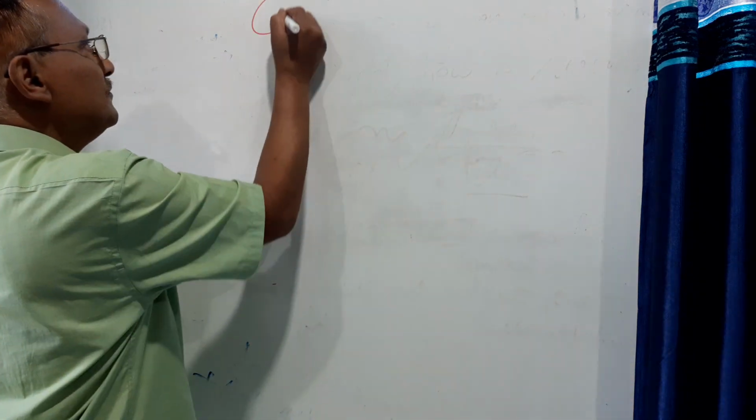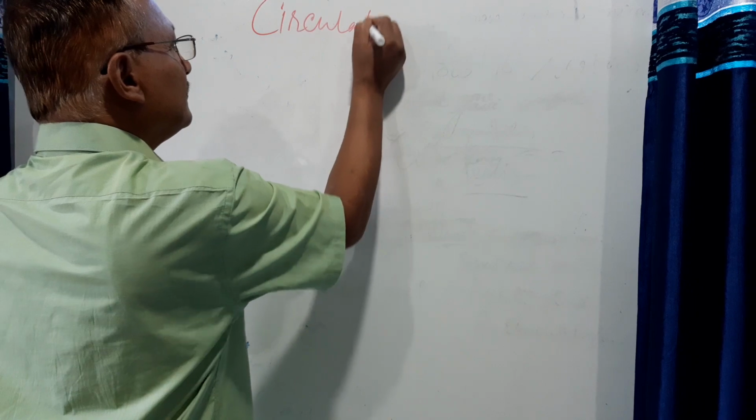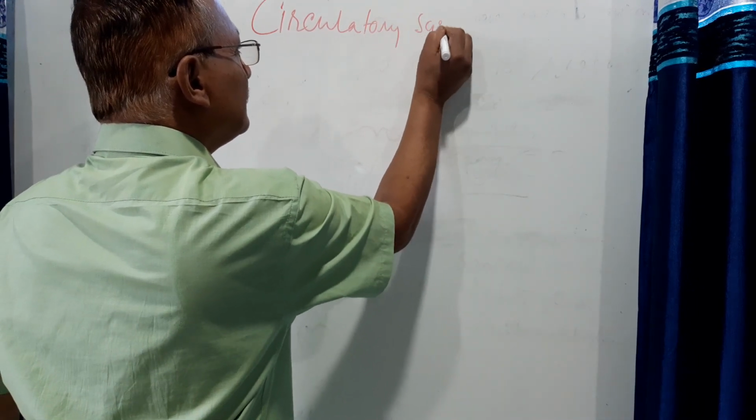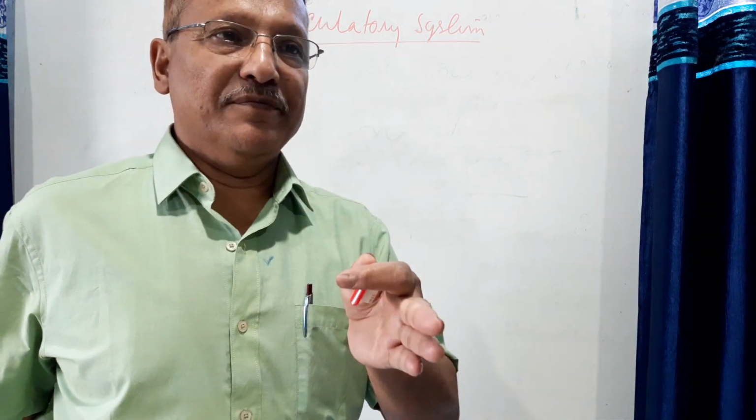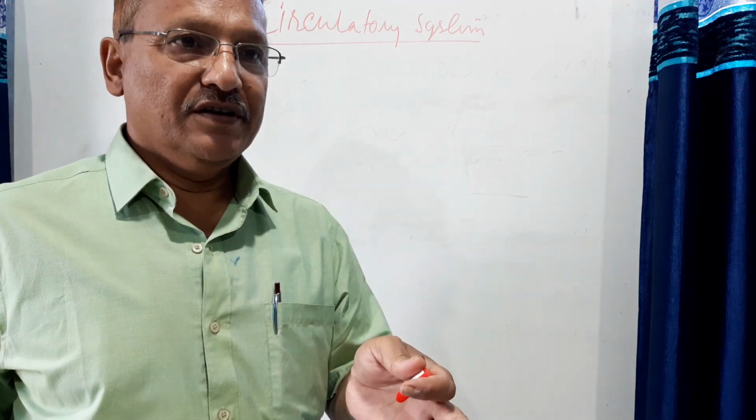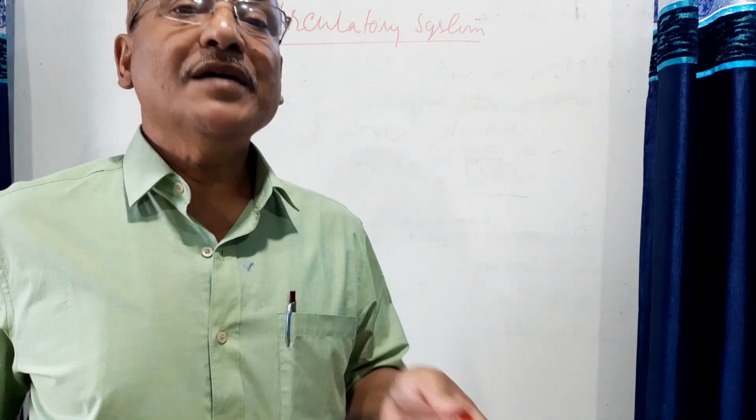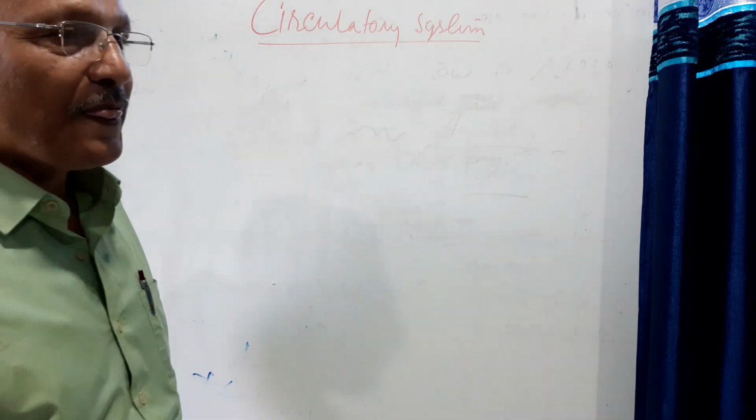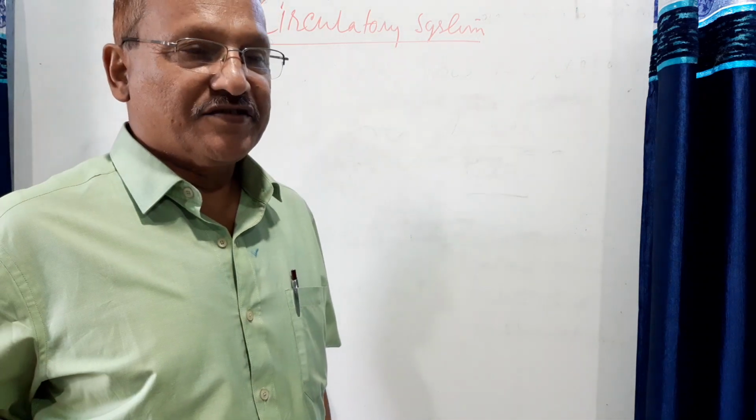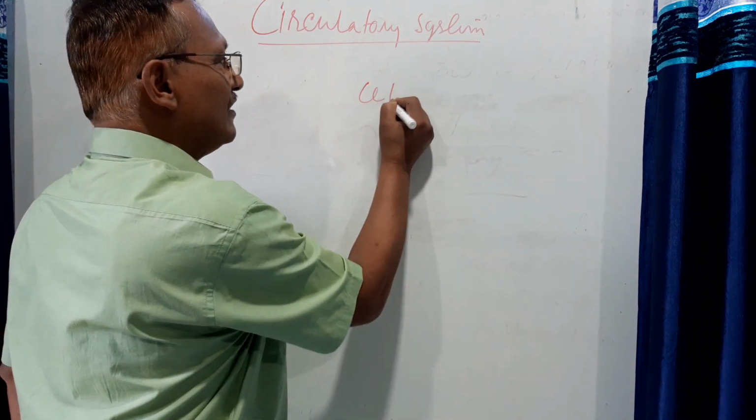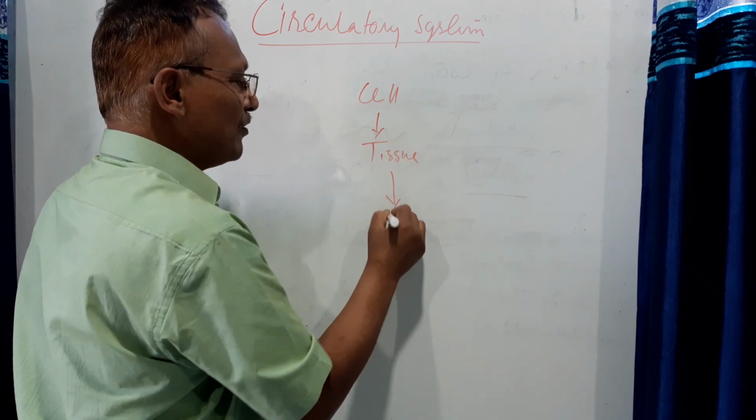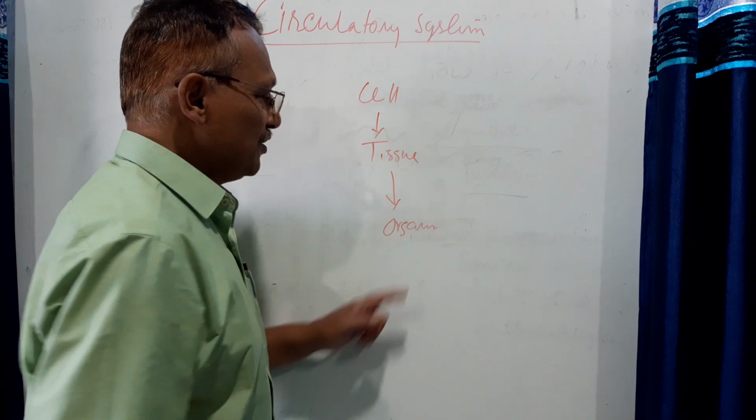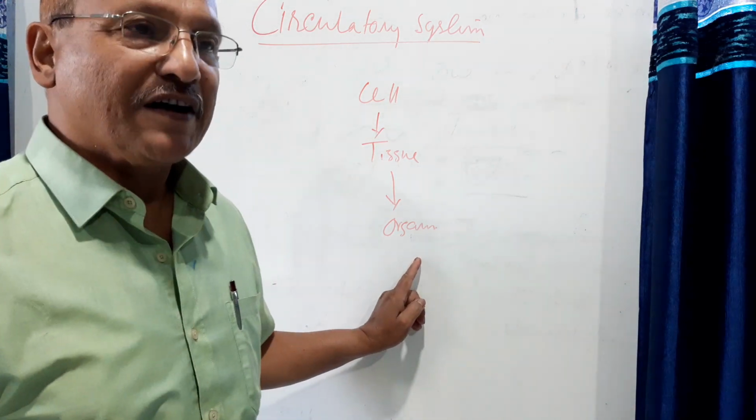Today I will discuss the circulatory system. The circulatory system is a system in which a fluid is circulated. Why is fluid circulated? You see, the higher animals consist of many cells, and cells form tissues, and tissues form organs. So different organs perform different functions.